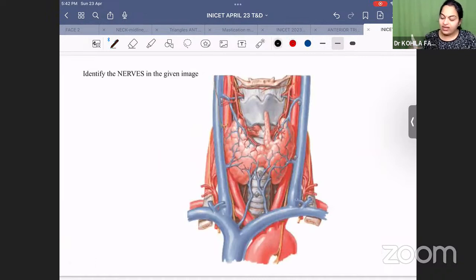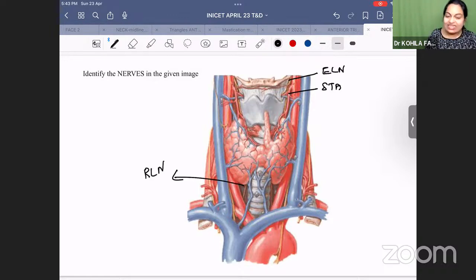Now, can you quickly identify? Yeah, this is the image. You can see the superior thyroid artery here. You can see the external laryngeal nerve here. Can you tell me what is this nerve here? Running in the tracheoesophageal groove. That's the recurrent laryngeal nerve, right? That's the recurrent laryngeal nerve.